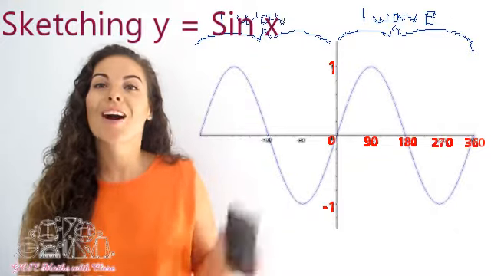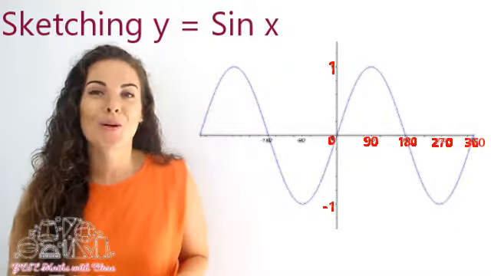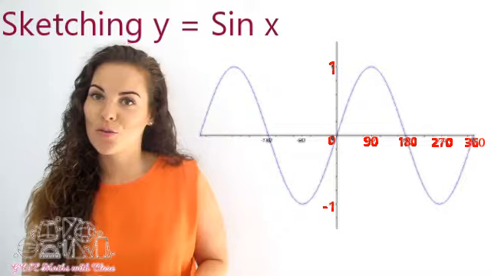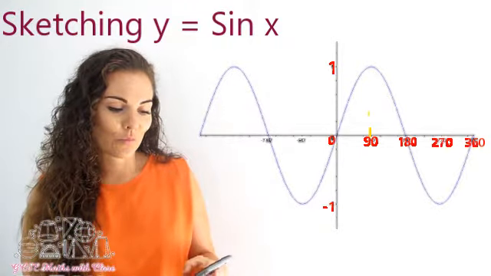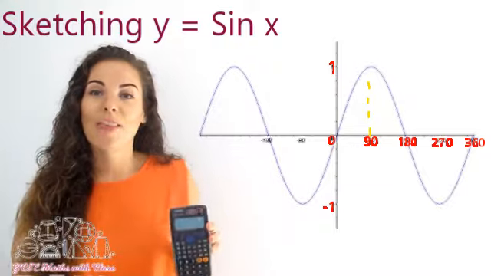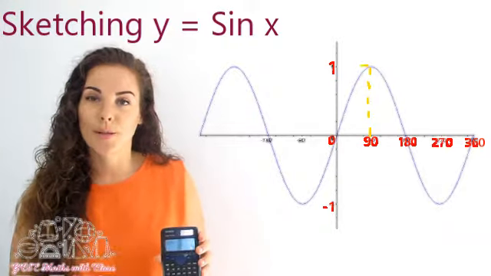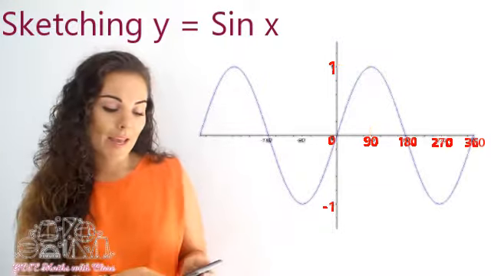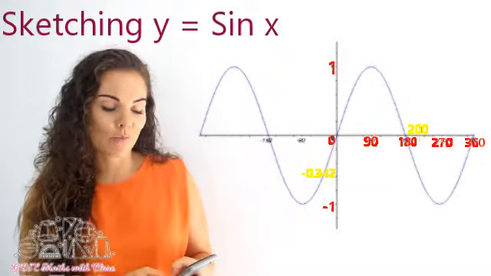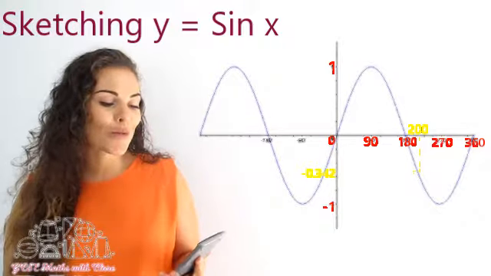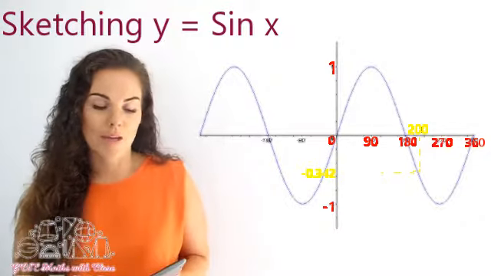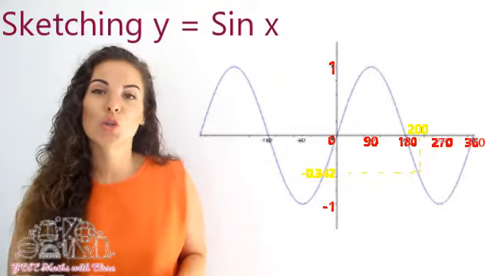And fourthly, our calculator can also help us out in understanding the graph. If you put in sine of 90, you're going to get 1. And this corresponds to this coordinate here. If I put sine of, say, 200, I'm going to get negative 0.342. And this corresponds to this coordinate here.